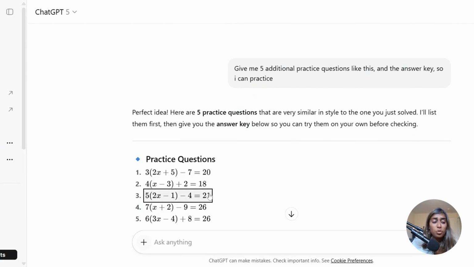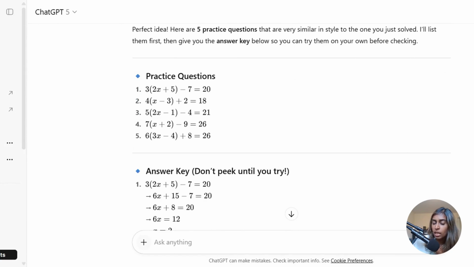And it could be 5, could be 20, could be 50. Just keep going until you actually get it. And then what you do, you go and try those on your own by yourself without looking at the answer. You don't even have to ask for the answer key yet. You can just ask for the practice questions.